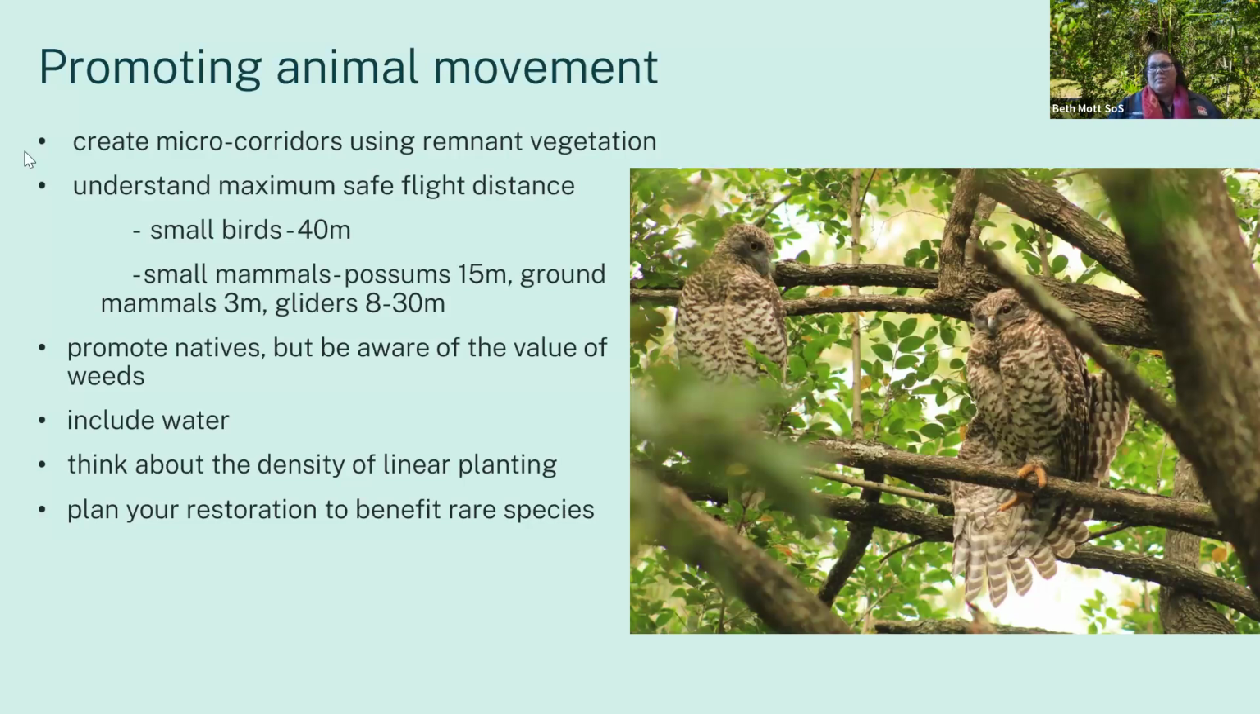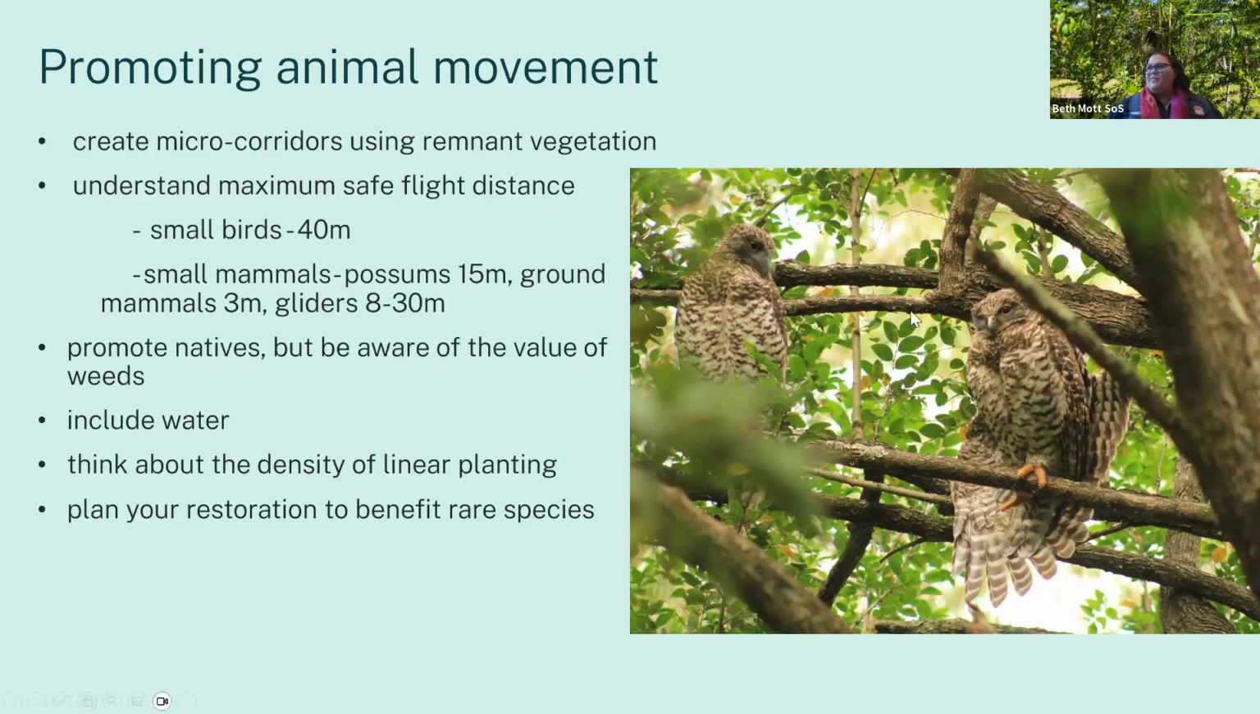If we're talking about things like small mammals, we would expect possums to only be able to move about 15 meters without cover. Ground mammals, sometimes only 2 or 3 meters. And if we're talking about the gliding possums, 8 meters to 30 meters would be a really big amount of area to move across without cover. And so knowing those sorts of distances that animals are going to need to move will give us the opportunity to target the way we restore to actually encourage the fauna to move through.